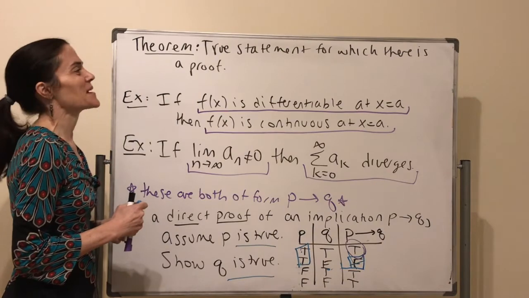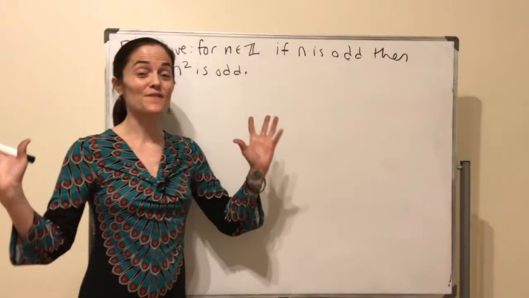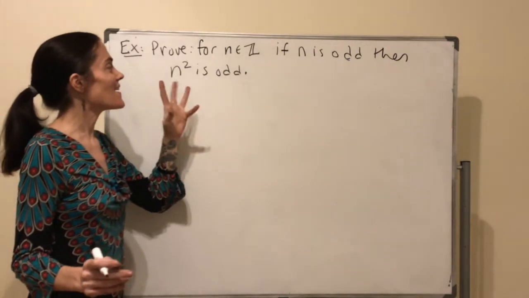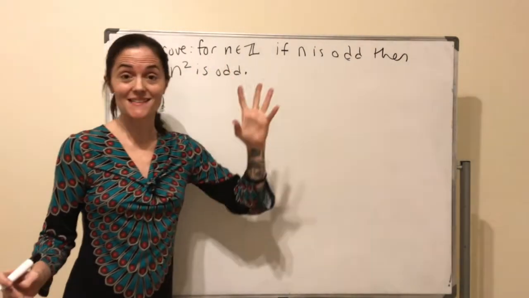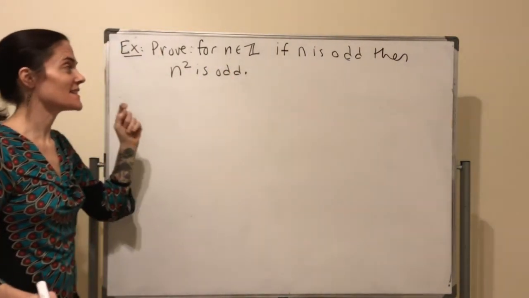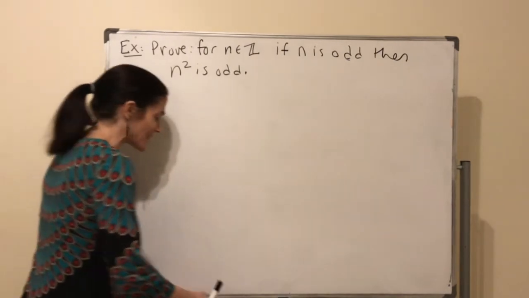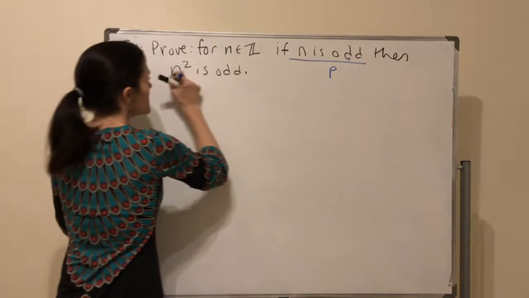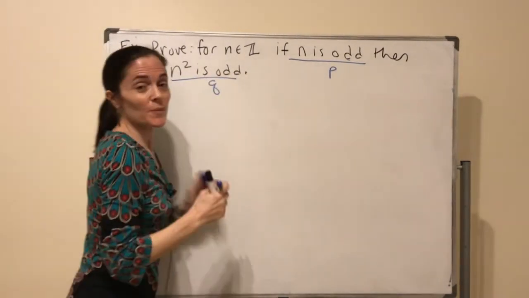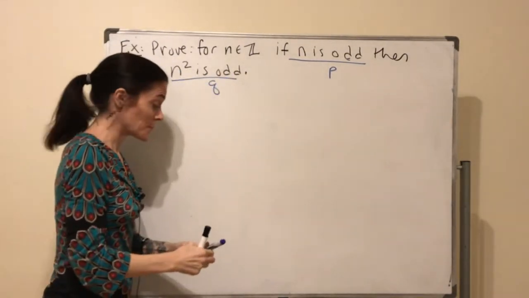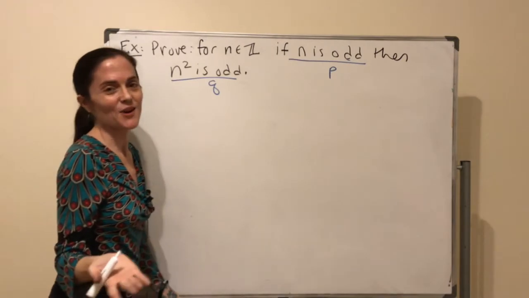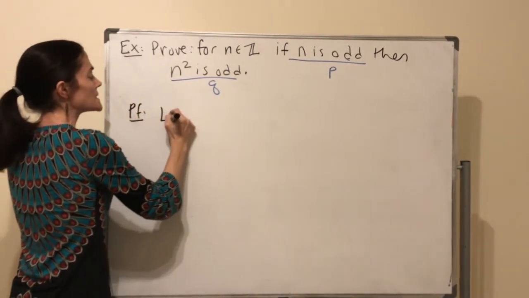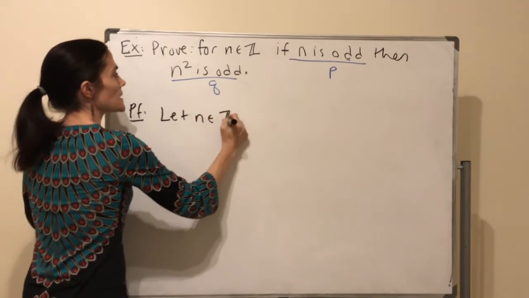Let's do some examples. Here's our first proof of an implication. For integers n, if n is odd, then n squared is odd. Well, this is definitely an implication. Here's P, here's Q. We will prove this directly. Assume P is true, and then show Q is true. Proof. Well, let n in Z be odd.